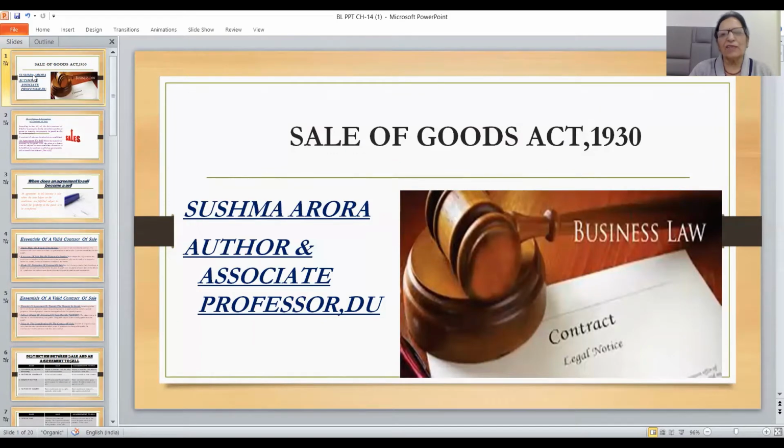Till now, friends, I have covered up to chapter number 10 under the ICA 1872. Today I am going to take a new act, which is the Sale of Goods Act 1930. Before 2019 it was applicable to the whole of India except the state of Jammu and Kashmir. But after the J&K Reorganization Act 2019, it has been made applicable to the entire India, including the state of Jammu and Kashmir.